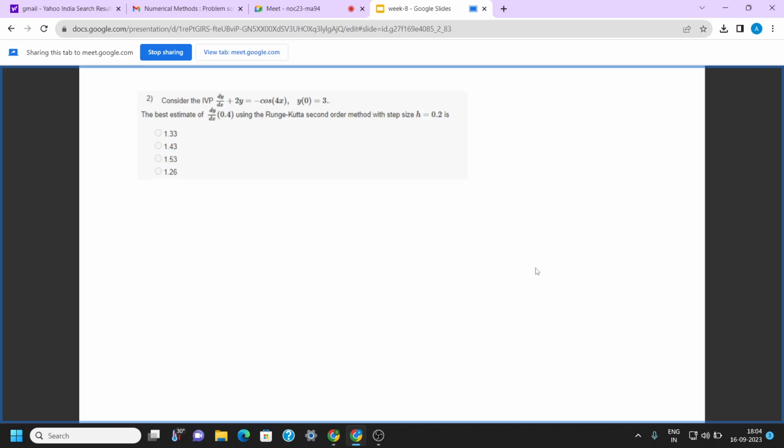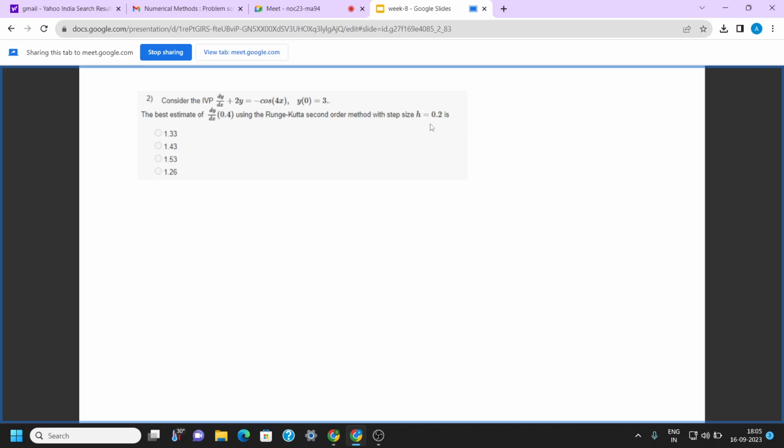So question number 2 is, consider the IVP dy by dx plus 2y is equals minus cos of 4x, where y of 0 is equals to 3, that is initial value is given, and the best estimate of dy by dx at 0.4 using the Runge-Kutta method, second order, with step size h equals to 0.2 is. So you have to calculate the dy by dx at 0.4 using Runge-Kutta second order method.